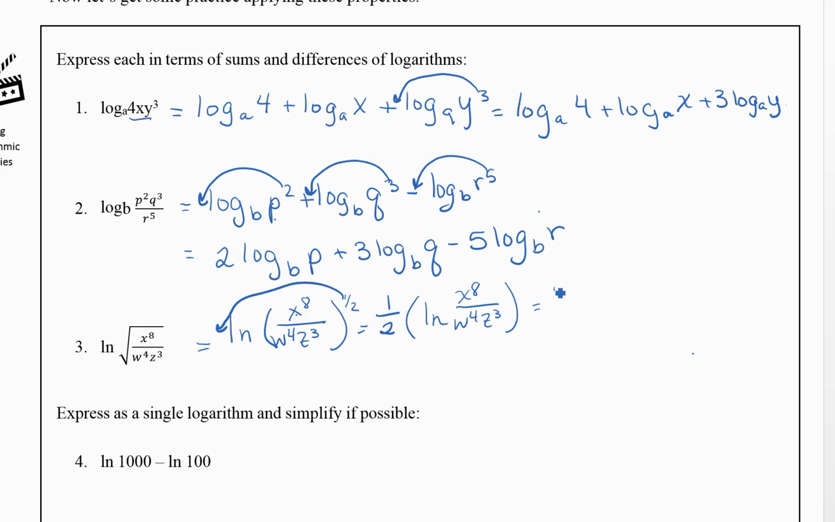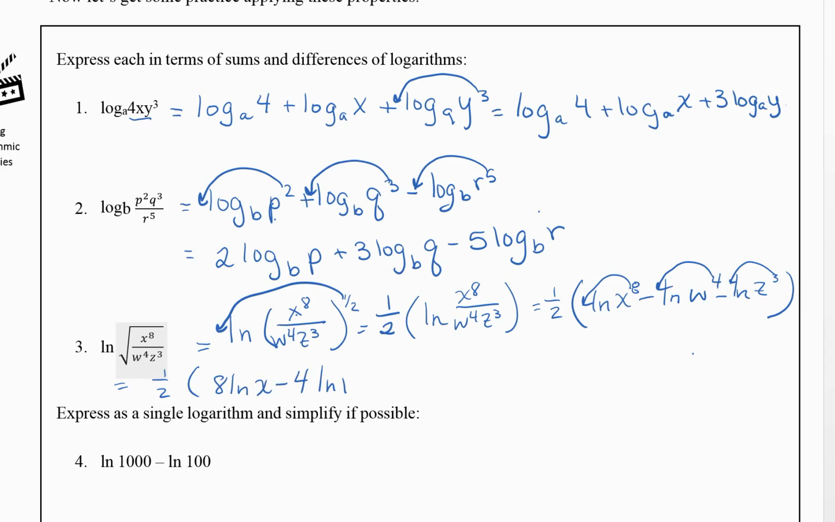Now, just like we did in the one before, anything in the numerator we're going to write with a plus, so we're going to have natural log of x to the 8th, and then we need to subtract the 2 things that are in the denominator, minus natural log of w to the 4th minus natural log of z cubed. Now we can bring our powers down. So we'll have 1/2 times 8 natural log of x minus 4 natural log of w minus 3 natural log of z. And the last thing we can do is distribute our 1/2.